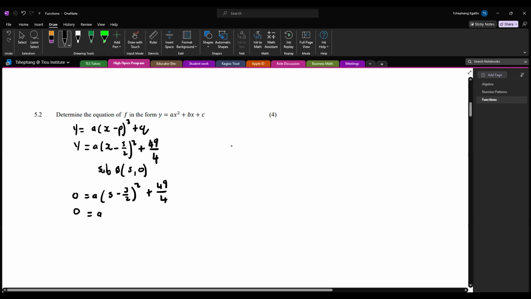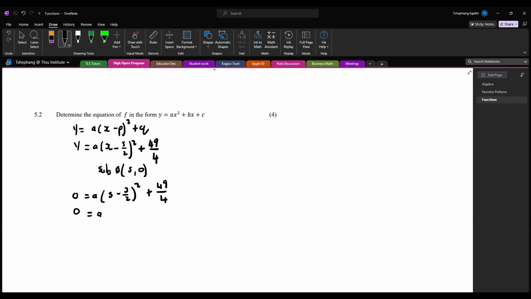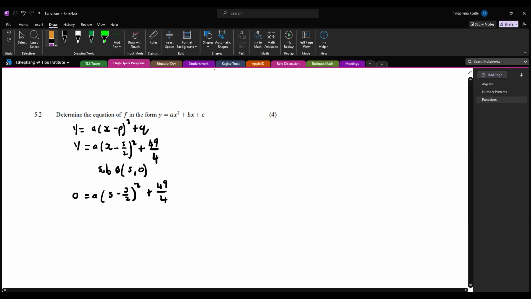I can quickly do that. So if I say 5 minus 3 over 2, then I square that, I'm going to have 49 over 4. Then, because it's the same thing, I can tell you what my a is. My a is simply going to be minus 1, because I've divided both sides by 49 over 4, and I have 49 over 4 for that one as well. Now that I have that, I'm almost done.